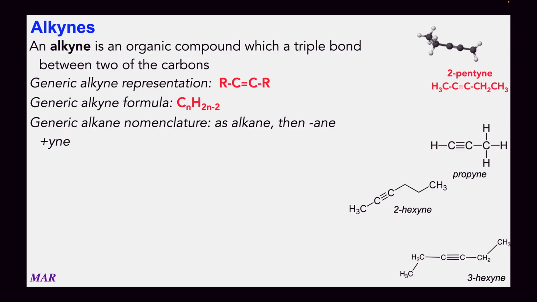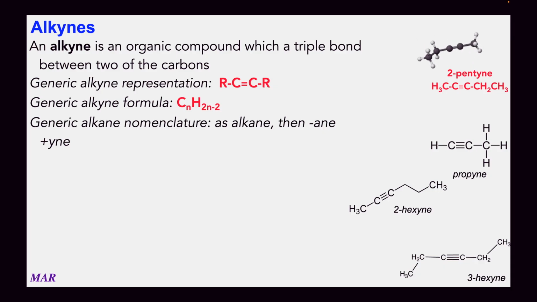On the top right there, we have 2-pentyne. If you count up the carbons, there's 1, 2, 3, 4, 5. So that's the pent part. If you count left to right, the triple bond starts at the second carbon. That's going to be a 2-pentyne because you could have, for example, a 1-pentyne. You could have the triple bond start between the first and second carbons. Keep going down. Propyne would be 3 carbons with a triple bond.